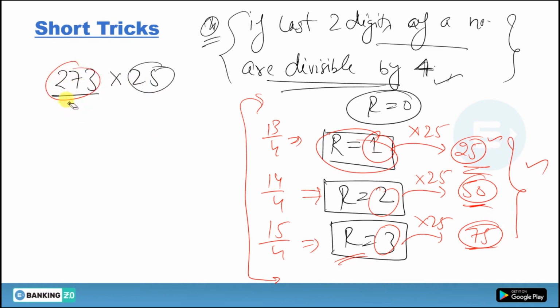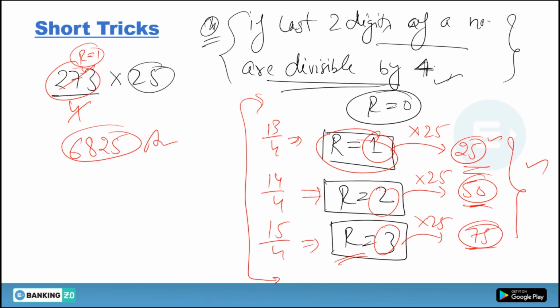Now see here, if you want to multiply 273 by 25, just do one thing, divide this 273 by 4. What are you getting? 4 6s are 24, now you will have 33. Now divide this 33 by 4, you're getting 8. What will be the remainder? Your remainder will be 1. So just multiply this 1 by 25. What are you getting? 6825 is the right answer. I hope this concept is clear to you.